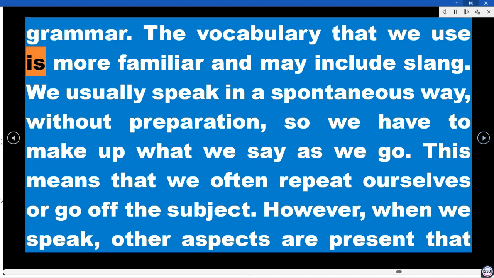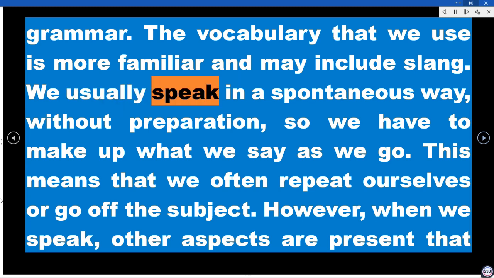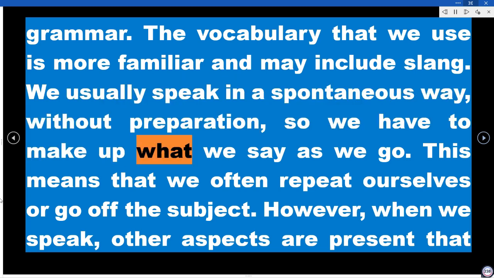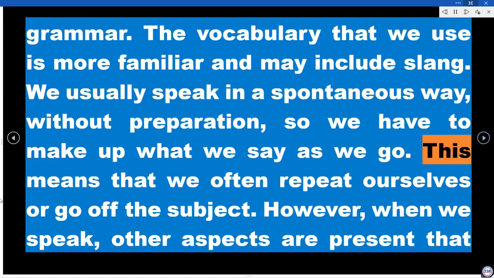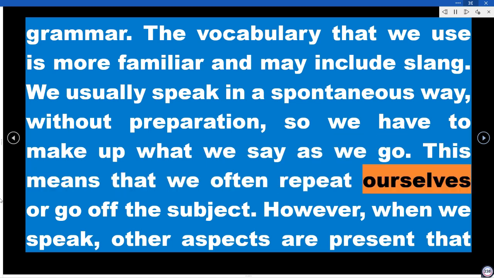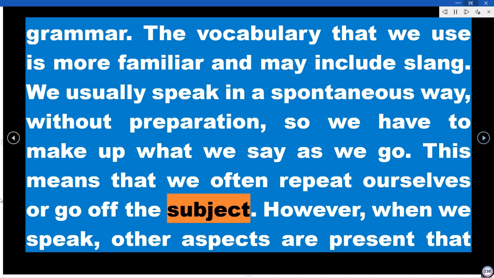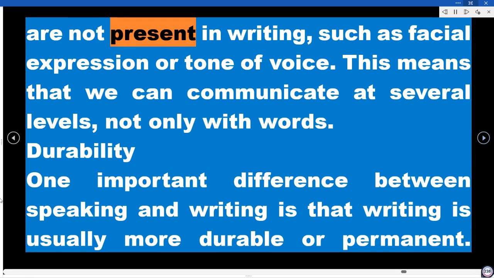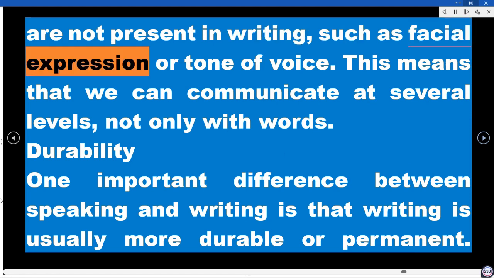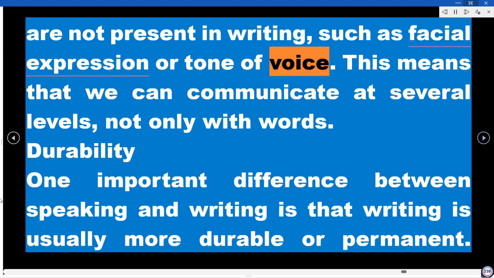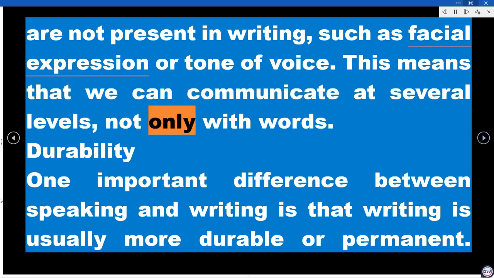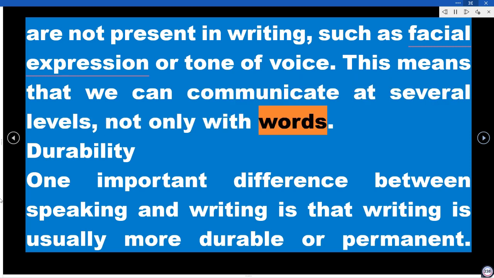The vocabulary that we use is more familiar and may include slang. We usually speak in a spontaneous way, without preparation, so we have to make up what we say as we go. This means that we often repeat ourselves or go off the subject. However, when we speak, other aspects are present that are not present in writing, such as facial expression or tone of voice. This means that we can communicate at several levels, not only with words.